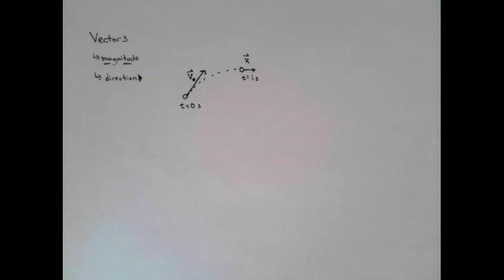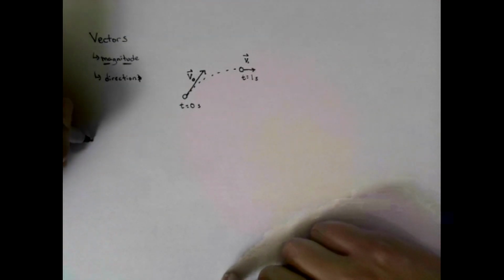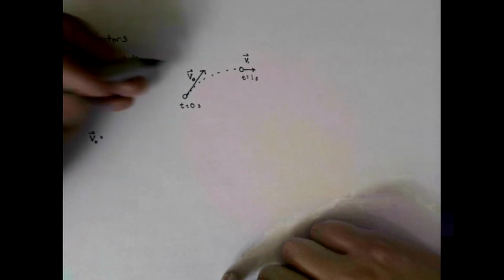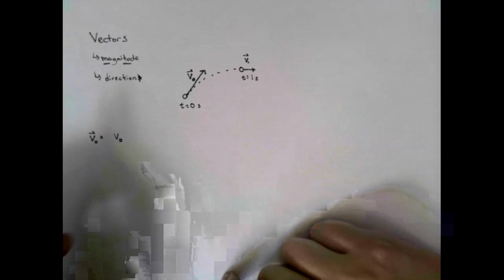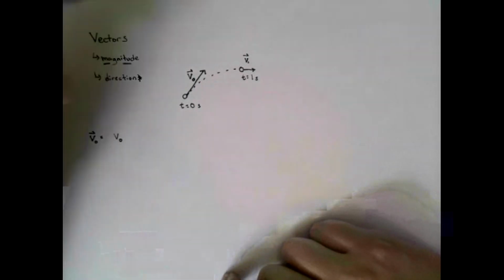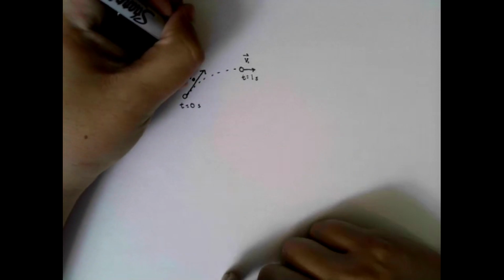So for example, this V naught, I can consider as being the product of two things. I can say that V naught is the product of a magnitude, and I'm just going to call that magnitude V naught. So notice that I didn't use the arrow. This is just a value. I'm just going to give it a number. Let's say that this is 3 meters per second.